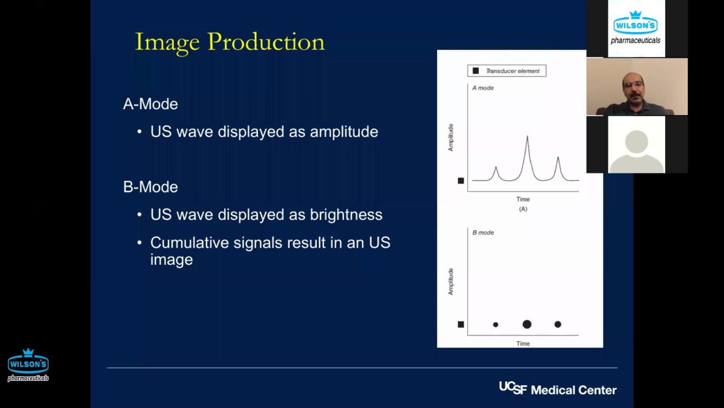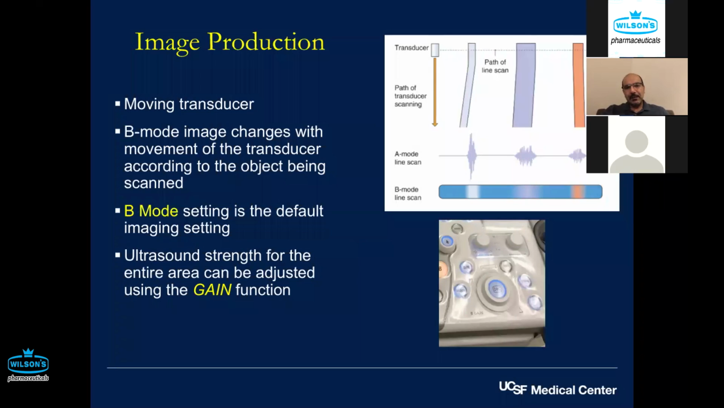And that's the brightness mode. B stands for brightness. And this is the conversion of the ultrasound waves into a bright signal that we can then visualize. So this is the default setting on any EUS machine that we will be using to look at our signal. And as the probe basically goes over a tissue, if this is the path of the probe, this way you can see that there'll be waves that will be generated, and those waves are converted into the B mode scan line.